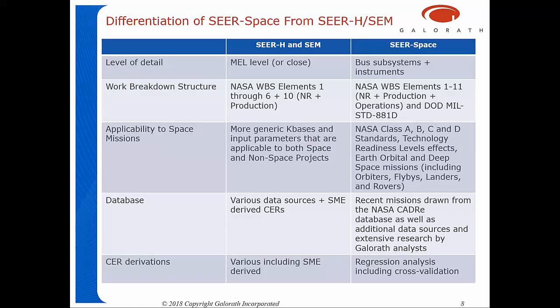Okay, this chart speaks to the differentiation between SEER Space, which we're principally talking about today, and SEER-H and SEER-SIM, which I know many of you are familiar with. So SEER-H and SEER-SIM are in the middle column there, and SEER Space on the right-hand side of the chart with some categories here. Level of detail: those of you that have used SEER-H, for example, know that you really almost need a master equipment list, certainly a very detailed mass statement, to be able to make full use of SEER-H. And sometimes that doesn't come along until, you know, getting close to preliminary design review. SEER Space will happily operate at a higher level of the work breakdown structure. It operates at the subsystem level and the instruments that may be on the spacecraft.